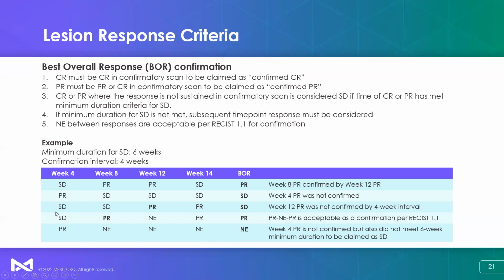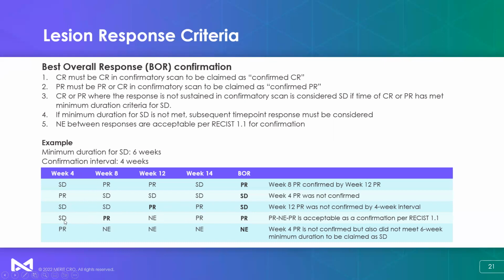In our third case, I have a stable disease, followed by partial response and partial response. In this case, I would also look for the best response first, which is the partial response. And I see another partial response in week 14. But in this case, the confirmation interval of 4 weeks has not been met from week 12 to week 14. It's only 2 weeks apart. And this partial response has not been confirmed yet by this PR. So at this moment, I cannot really claim that the partial response has been confirmed, so our best response would be simply a stable disease in this subject also.